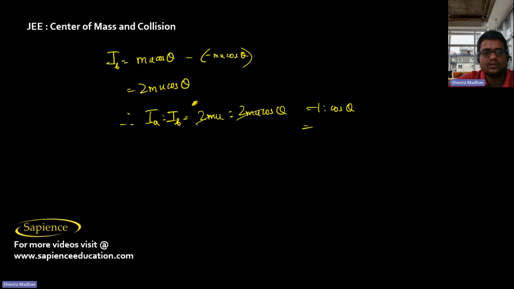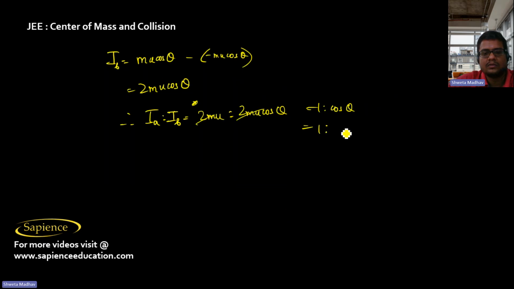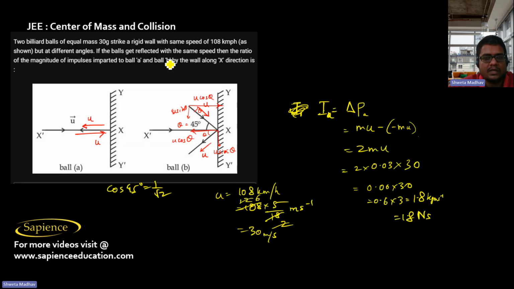So it is 1 is to cos theta. And cos theta, as you know, cos 45 degrees is equal to 1 by root 2. So therefore, it will be 1 is to 1 by root 2, or I can say it is root 2 is to 1, or approximately 1.414 is to 1. So root 2 is to 1 is the required ratio of the magnitudes of impulses imparted to ball A and ball B by the wall along the x axis.